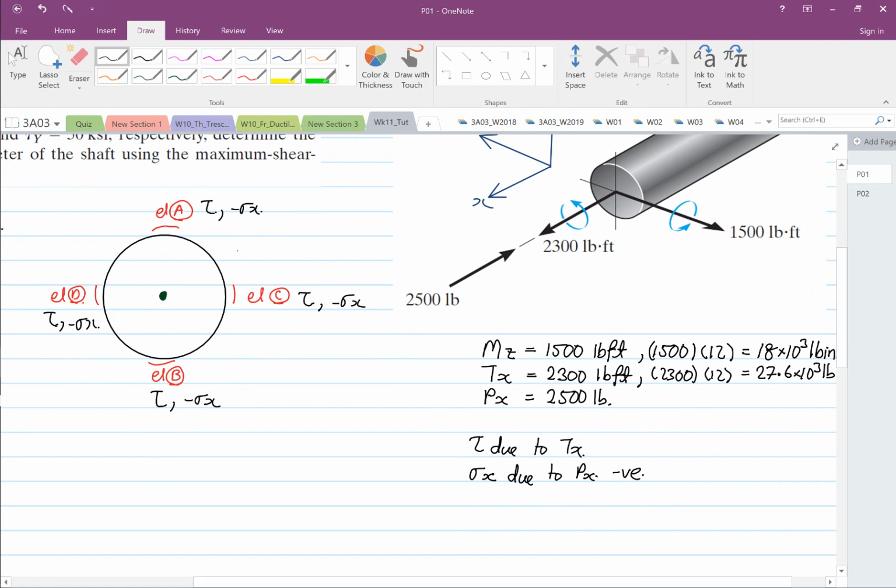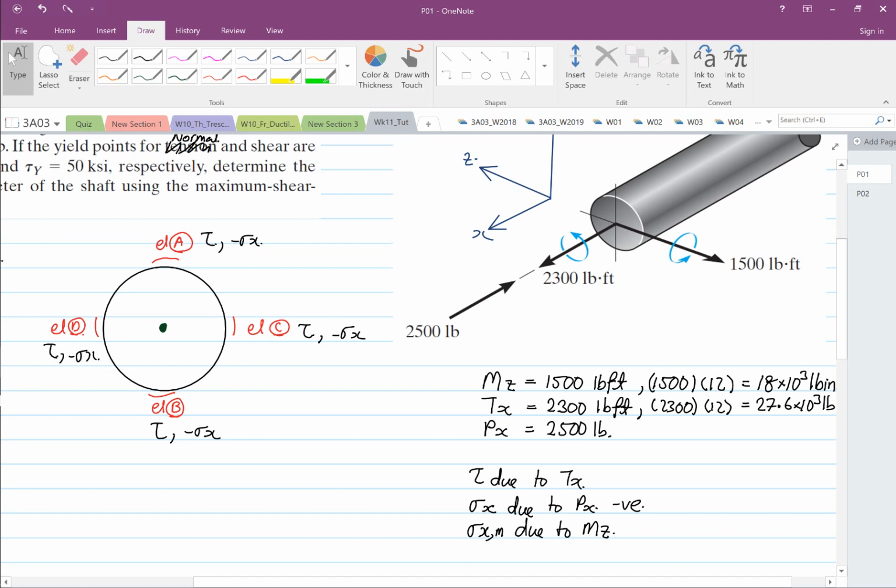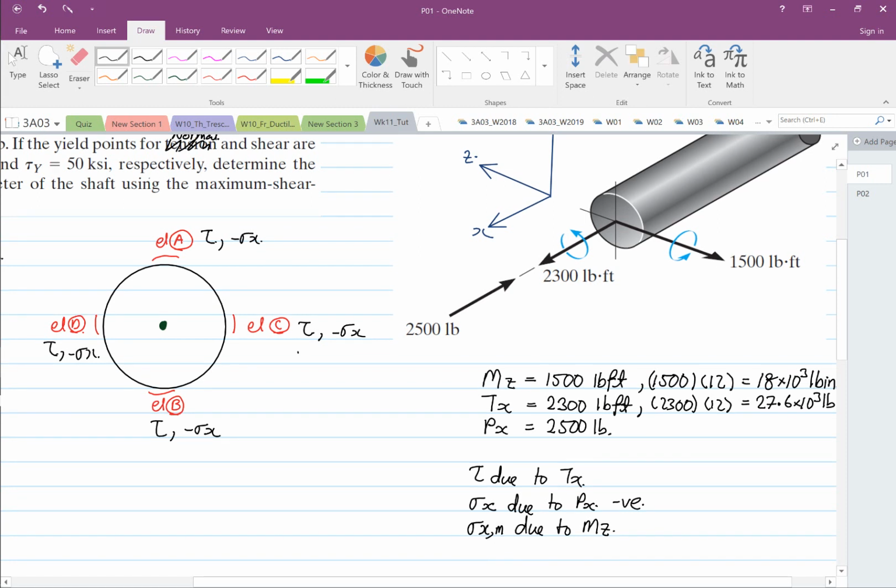And finally, the stress in the x direction due to Mz. We look at Mz down here, and we realize that at element C the stress x due to the moment will be equal to 0. The stress x at element D due to the moment is equal to 0. At the other element, the stress x due to the moment will be positive. And down here, element B, B for Bravo, the stress x due to the moment will be negative.